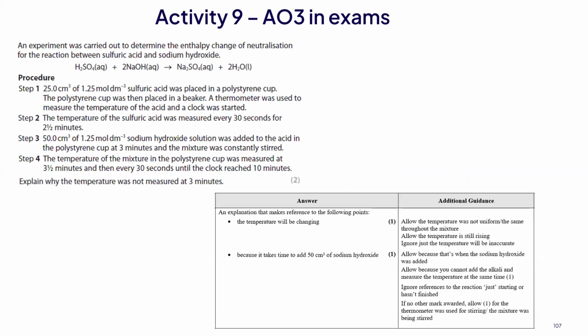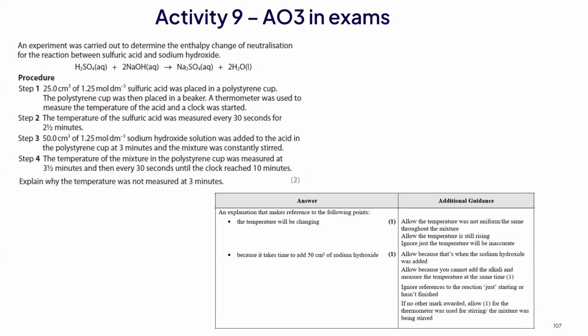Okay, the next one: explain why the temperature was not measured at 3 minutes. And this is because, of course, the temperature will be changing because it takes time to add the 50 cubic centimeters of sodium hydroxide. For this one, there's a lot of allows in the additional guidance. For the first bullet point, allow the temperature was not uniform or the same throughout the mixture. Allow the temperature is still rising. Ignore just the temperature will be inaccurate.